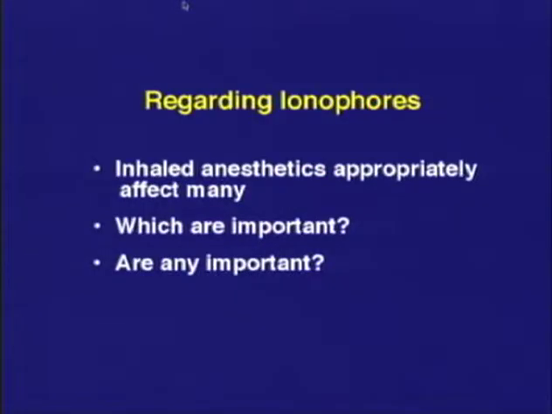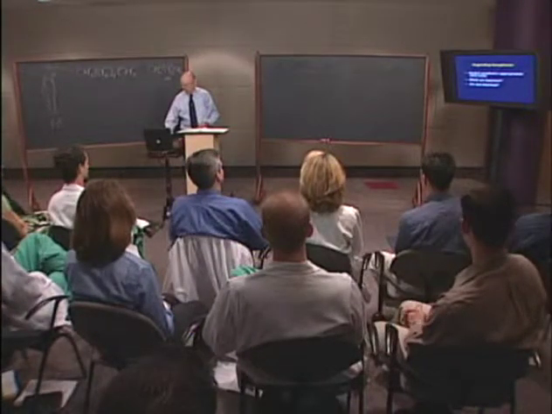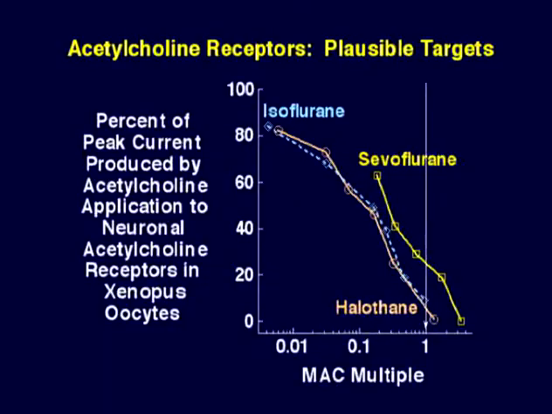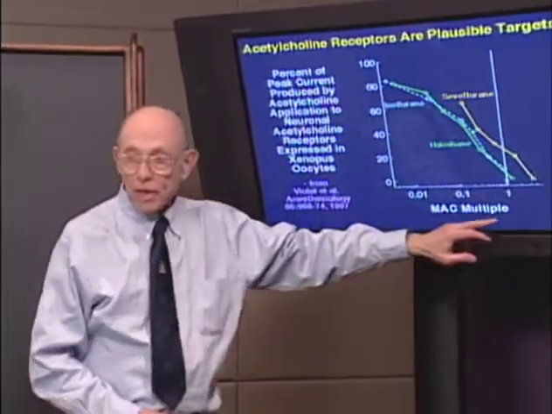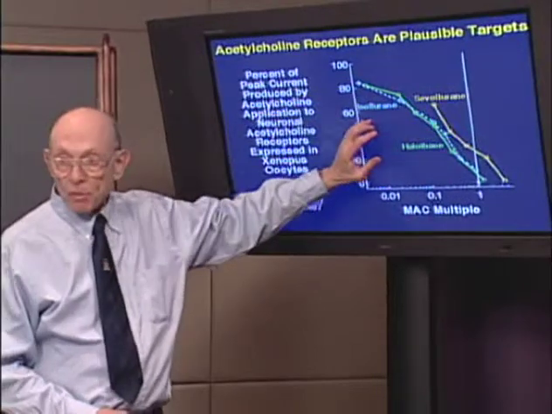Which ones are important, and how do we determine which ones are important? Well, let's look at one example that shows that plausibility does not equal relevancy. Here's the effect of anesthesia on the current produced by acetylcholine application to neuronal acetylcholine receptors. You can see that the concentrations are well within the anesthetic range. In fact, they show a great sensitivity of the acetylcholine receptor.